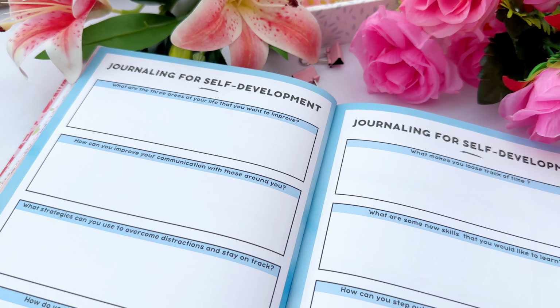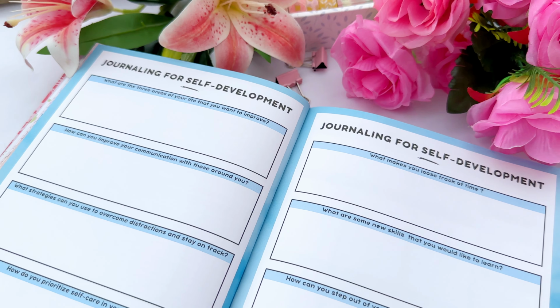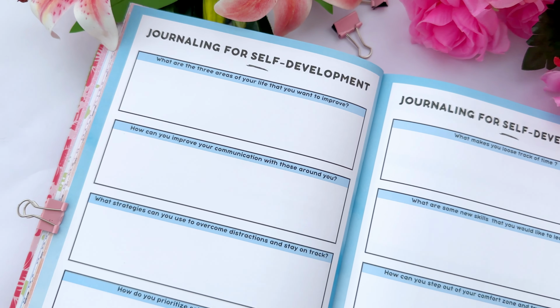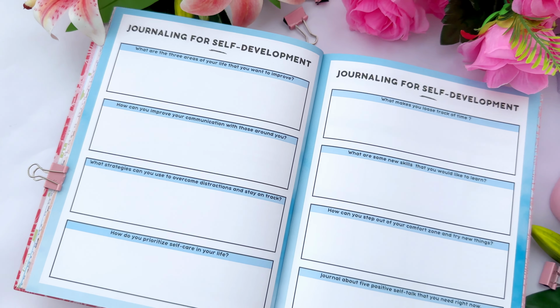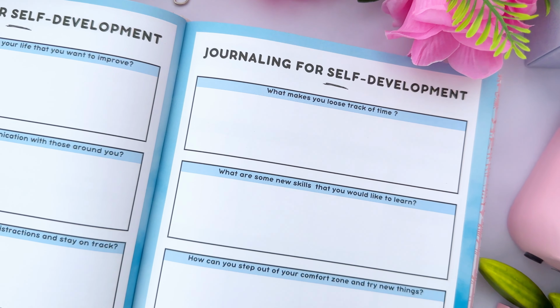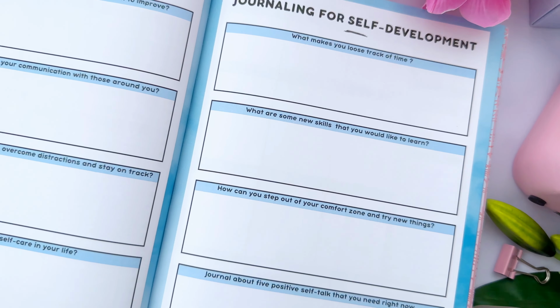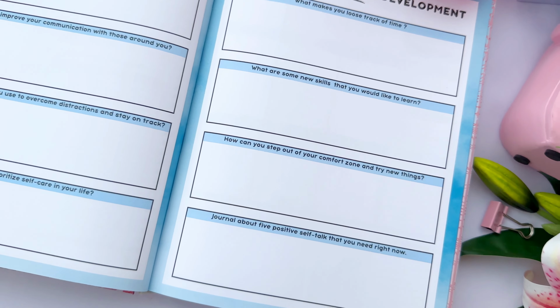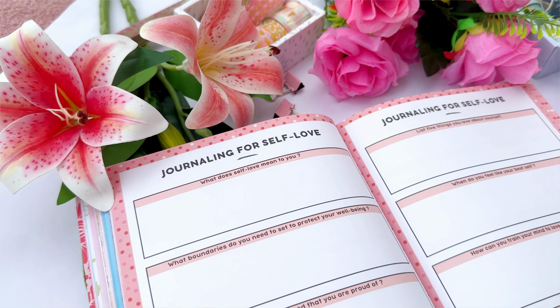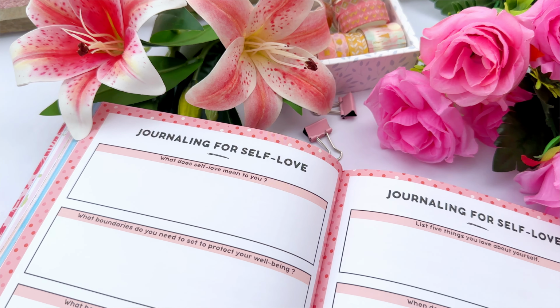Moving on, the next section is totally dedicated to journaling. For the month of January, we have journaling for self-development, and we have 8 different questions here. You can use this blank space to journal about that particular prompt. Every single month the journaling prompts are different. These are all theme based, which will help you in your personal growth journey, and answering these questions will help you to become a better version of yourself.